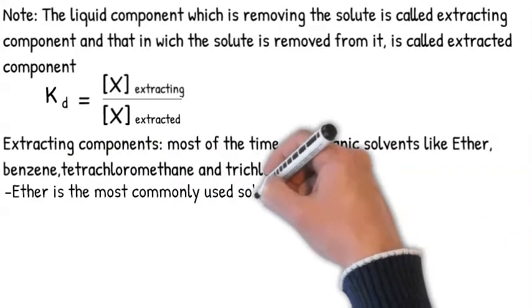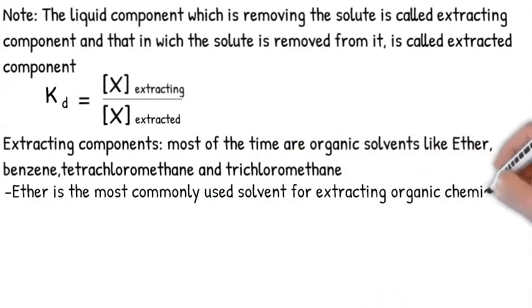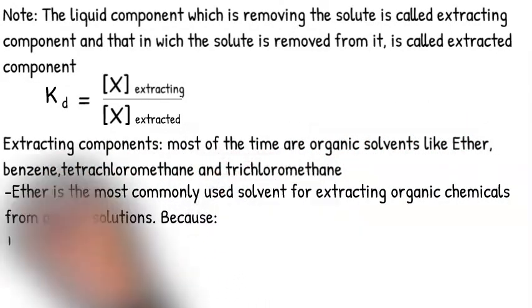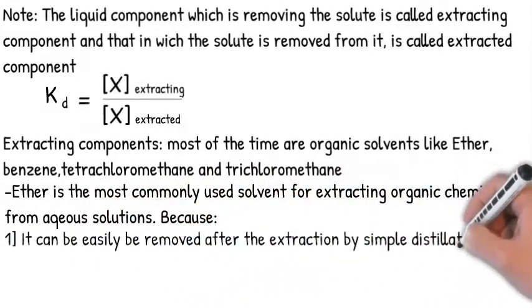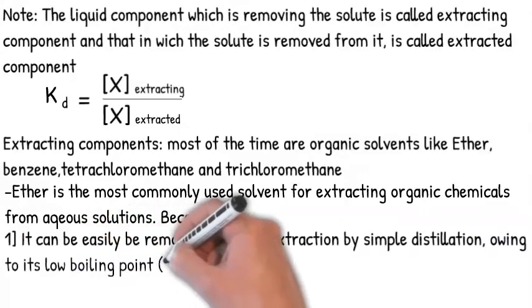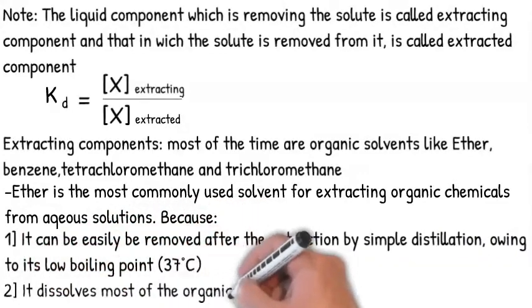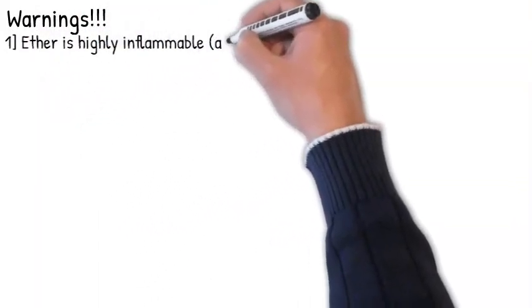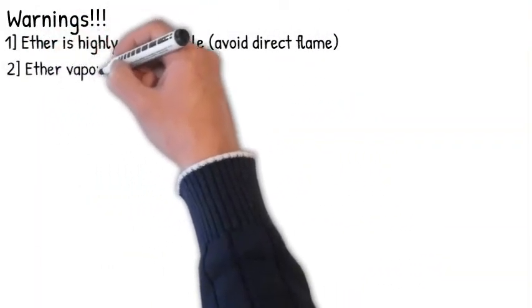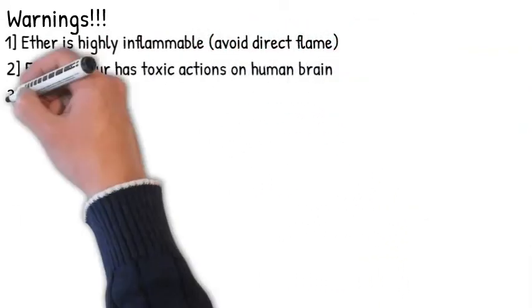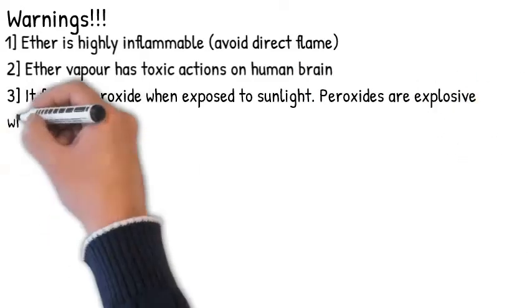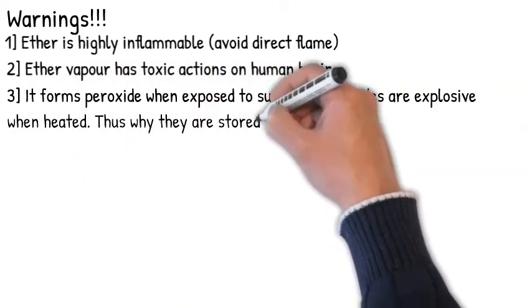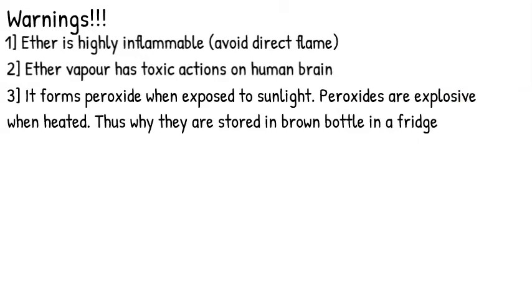Ether is the most commonly used solvent for extracting organic chemicals from aqueous solution because it can easily be removed after the extraction by simple distillation, owing to its low boiling point, 37 degrees Celsius. It dissolves most organic compounds. Warnings: ether is highly flammable. Avoid direct flame. Ether vapor has a toxic action on the human brain. It forms peroxide when exposed to sunlight. Peroxides are explosive when heated. That's why they are stored in a brown bottle in a fridge.